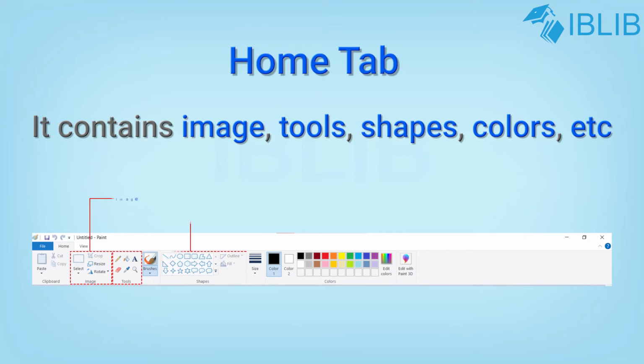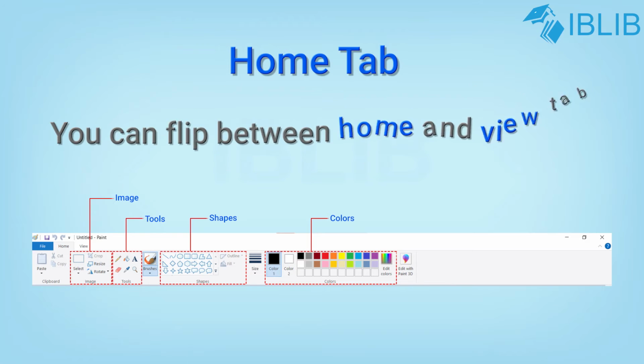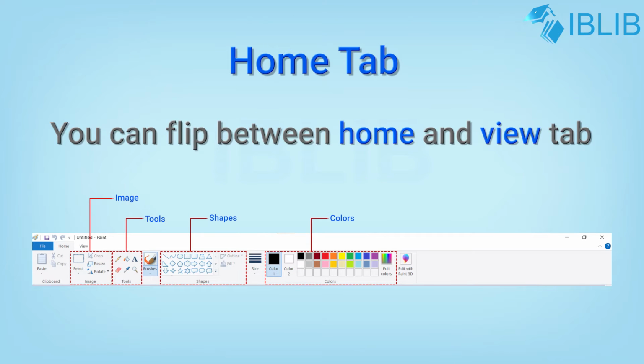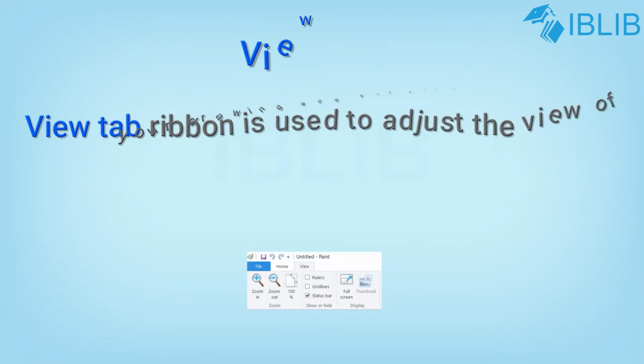The Home tab contains the Home tab ribbon, from which tools and colors are selected. When you are making use of the View tab, you can flip back and forth between Home and View as often as you need. The third one is the View tab.